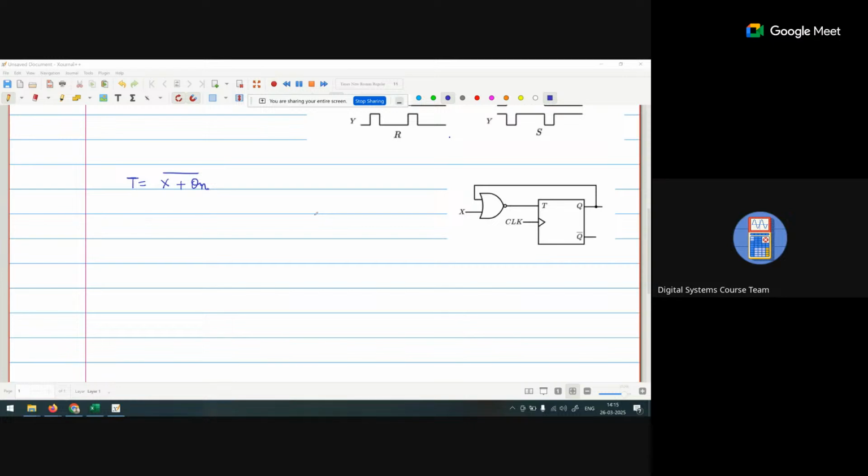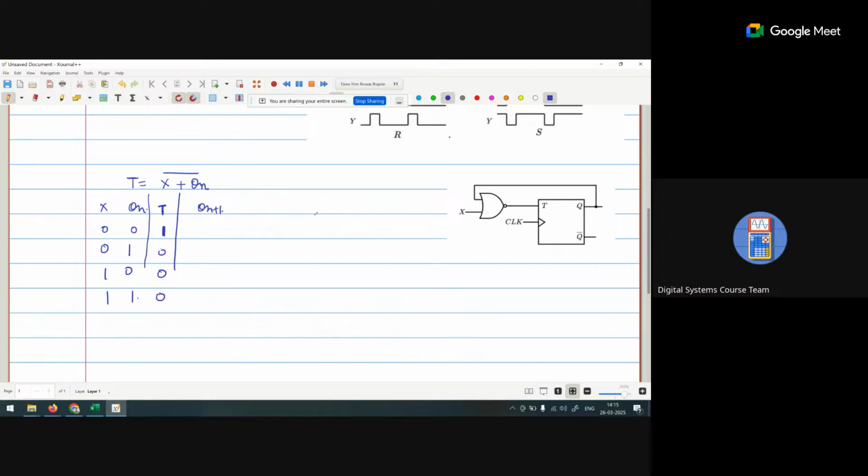So can I draw a truth table here? So X, Q_n, Q_n plus 1. X is 0, Q_n is 0; 0, 1; 1, 0; and 1, 1. So when X and Q_n are both 0, we are getting 1, and for all other cases we are getting 0.